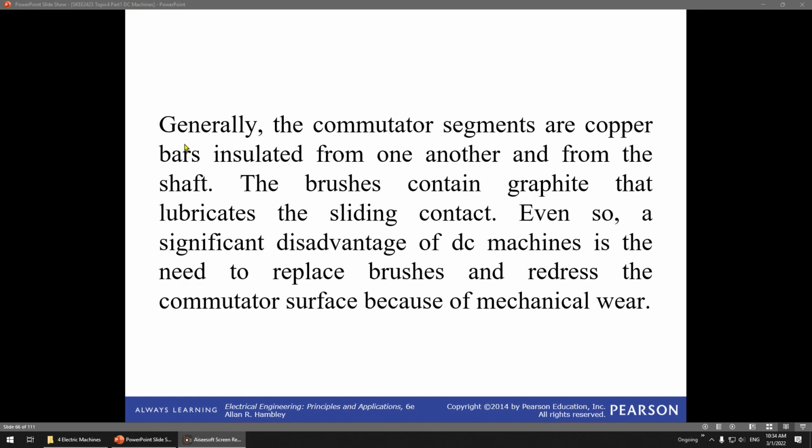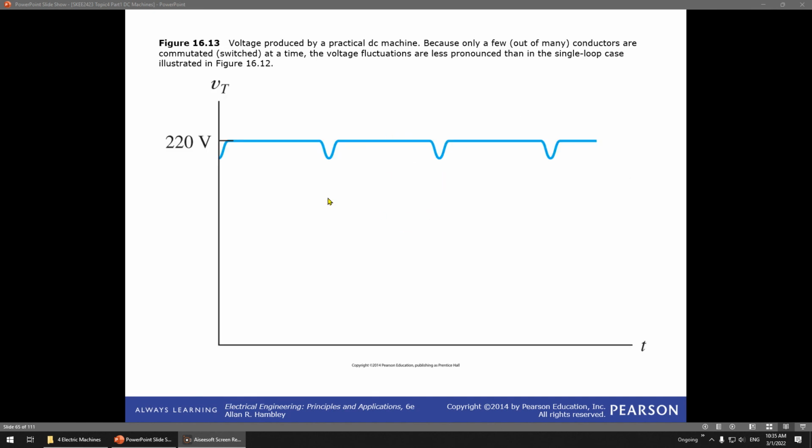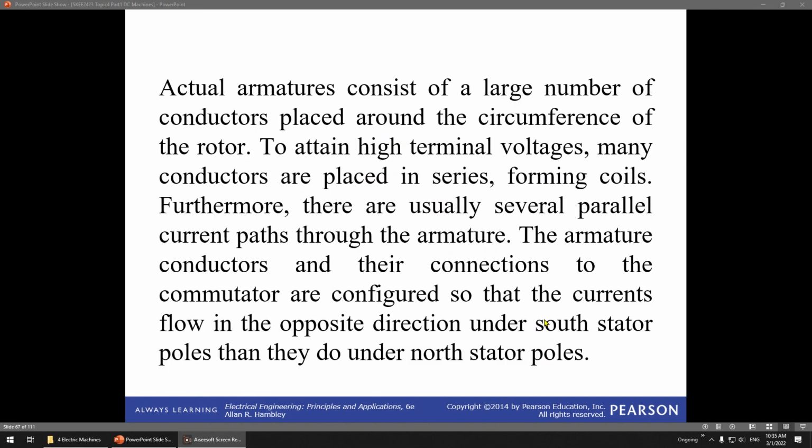Generally the commutator segments are copper bars insulated from one another and from the shaft. The brushes contain graphite to lubricate the sliding contact. Even so, a significant disadvantage of the DC machine is that it needs to have the brushes replaced and the commutator surface redressed because of mechanical wear. So this is the limitation of the commutator. It will wear off.